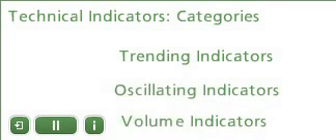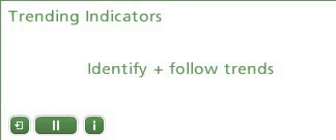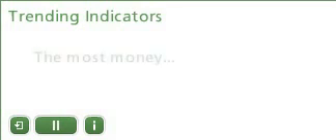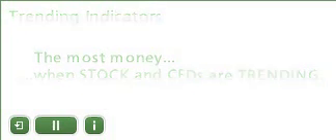Let's start by looking at trending indicators. Trending indicators, like moving averages and Bollinger Bands, identify and follow the trend of a stock or CFD. Learning to interpret trending indicators can help improve your trading results because stock and CFD traders make most of their money when stocks and CFDs are trending.